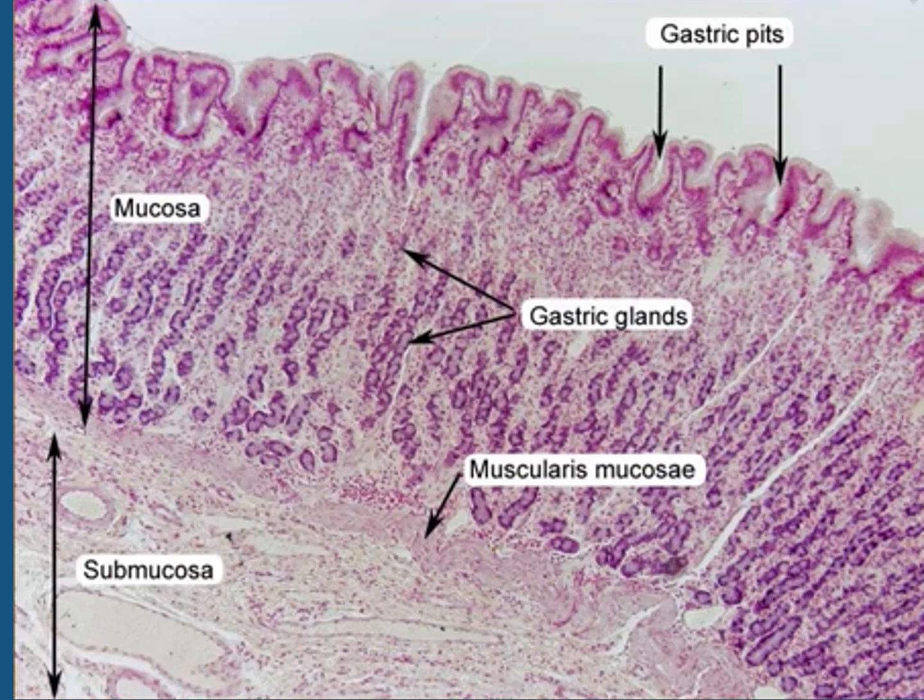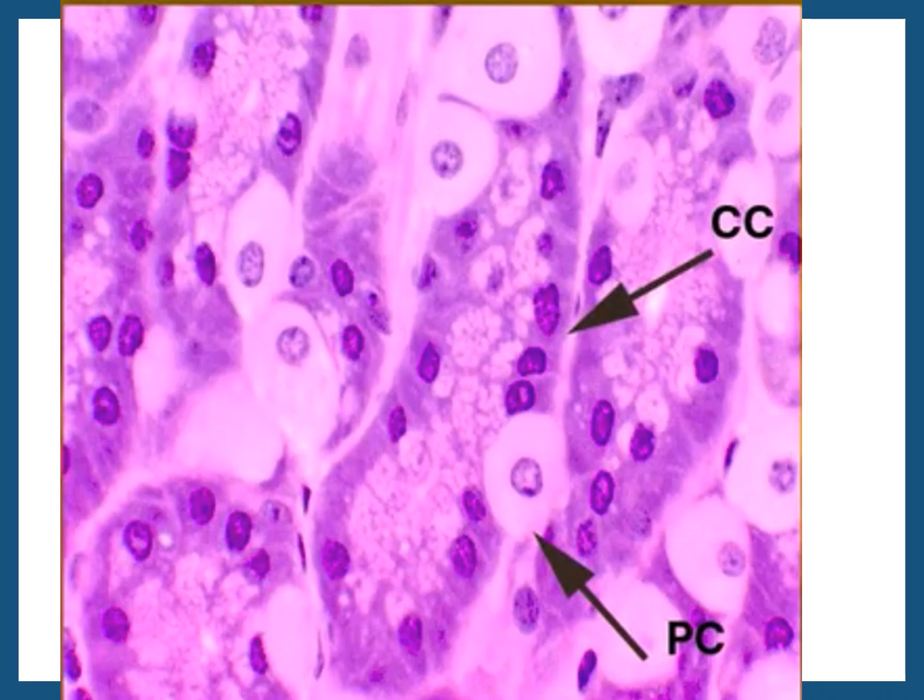And here we have another histology image. You can see that mucosa layer, and you can see those gastric pits, and then the gastric glands that lead to those gastric pits. And then we have the submucosa layer, and in between the submucosa and the mucosa layer, right in the deep part of the mucosa layer, you can see that thin layer of muscularis mucosa. And if we were to zoom in here, we can see two different types of cells. If you look at PC, that stands for parietal cell, and CC stands for chief cell. And the parietal cells are much larger, right? These are those Pac-Man guys. So these are those bigger cells.